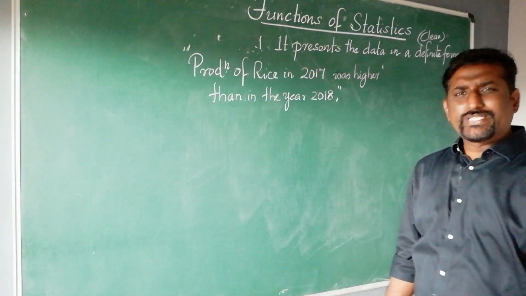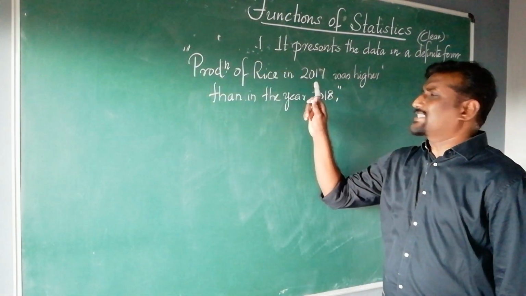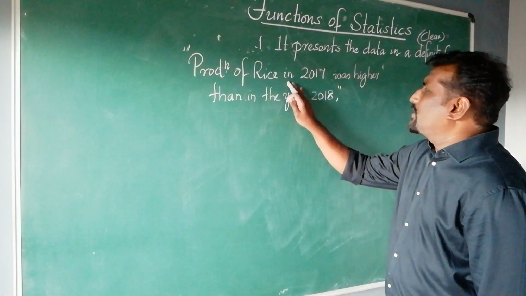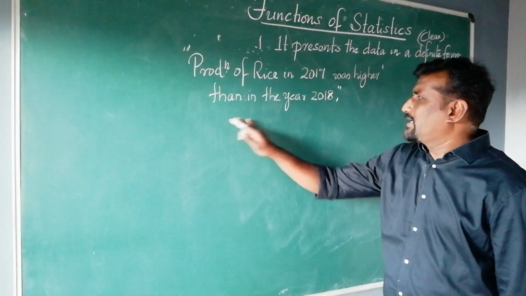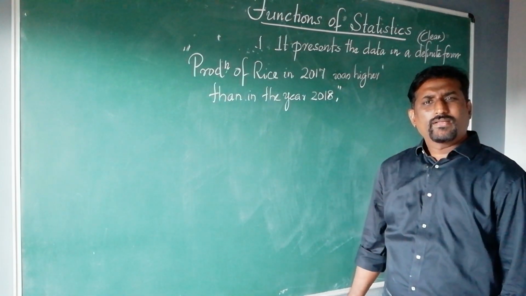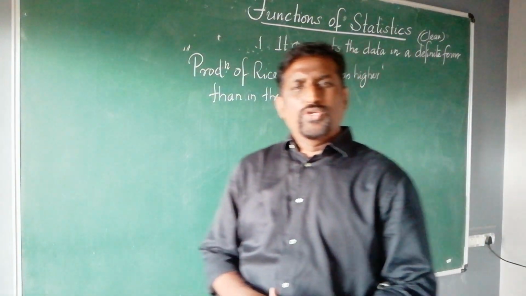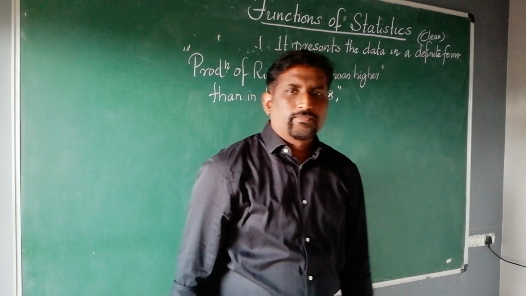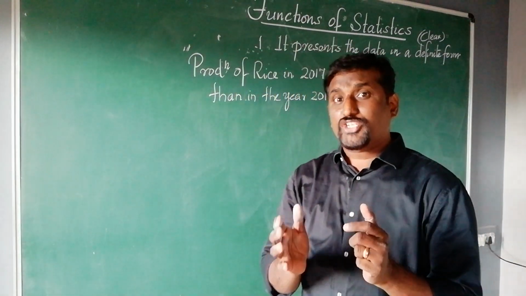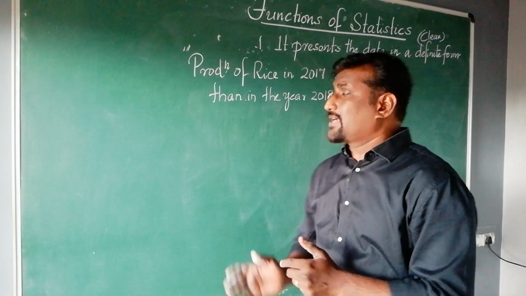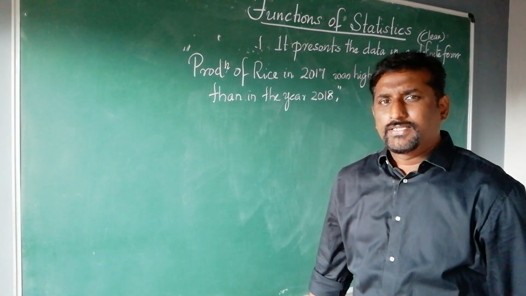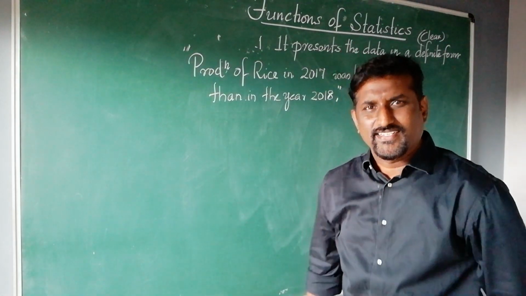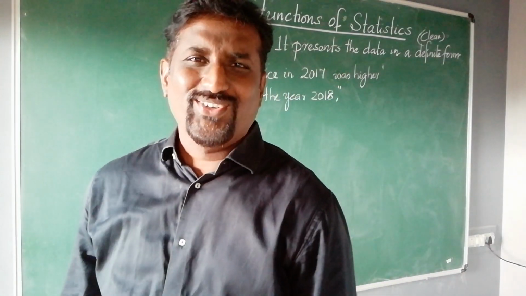I hope it's visible to you on the board. Production of rice in India, or in Karnataka or in a particular region, in the year 2017 was higher than in the year 2018. Now, this is a statement. Do you think that this statement gives you a complete idea of what is happening regarding the production of rice? Do you really think that with this statement you will get clarity? I don't think so. You will not get it.